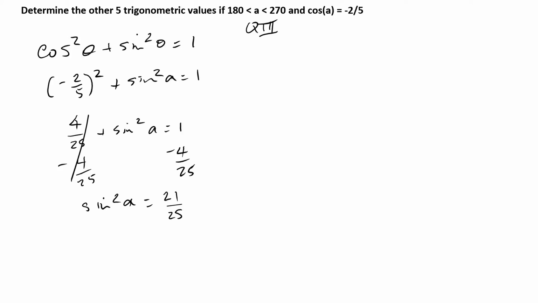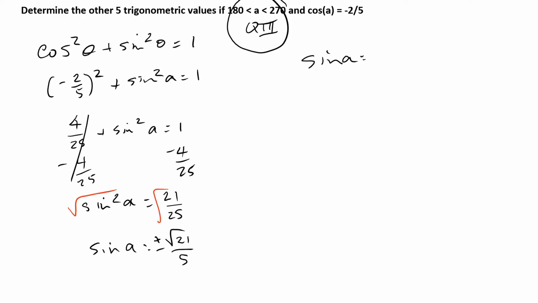Now, if I want to just get the sine of a instead of sine squared of a, I'm actually going to take the square root of both sides. So we're going to wind up having the sine of a is equal to the square root of 21 over 5. Now, whenever you do that in an equation, you get plus or minus. But we have to remember from way back at the beginning, we're actually in quadrant 3. So if we're in quadrant 3, I know that the sine of a is equal to negative square root of 21 over 5.